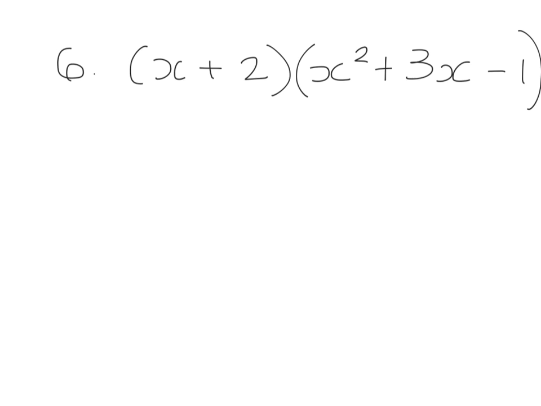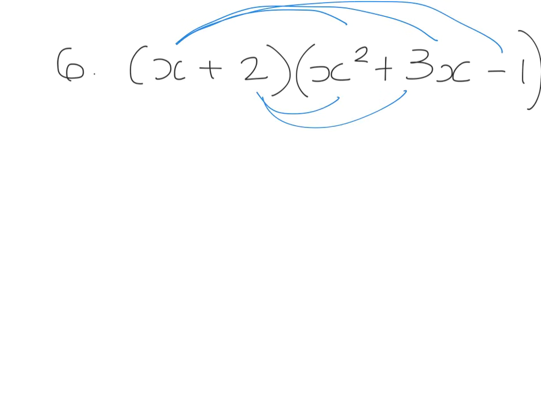Question 6 is multiplying out the brackets, so just make sure you multiply everything in the first set of brackets by everything in the second set. Once you've done that, make sure you collect like terms and simplify.